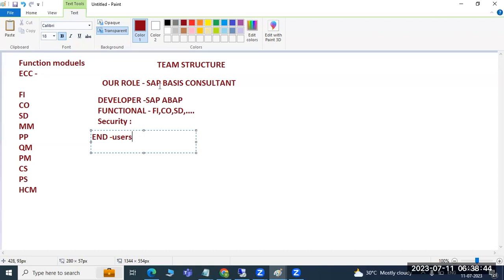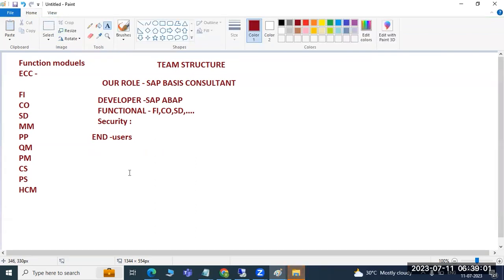The basis consultant is the main role here. Why? Because from the starting phase onwards, system builds, system installations, all these activities will be performed by the SAP basis person only. The SAP basis person has to install it, right? This is the responsibility within the team structure.